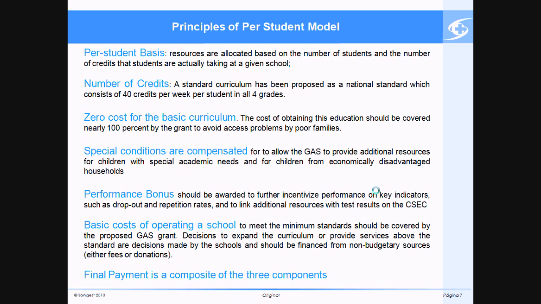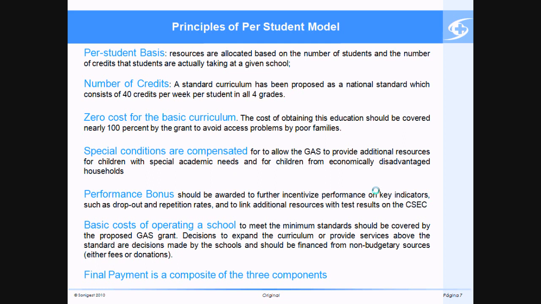Third, the model will allow for those students who are either economically disadvantaged or with special academic needs to be granted more funds so that the school can adequately support them to ensure their success. Fifth, the model allows for a performance bonus to be included, which would be to incentivize schools to improve their quality and their efficiency and effectiveness.